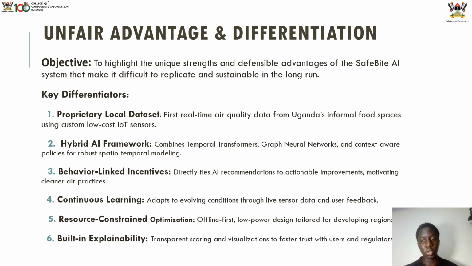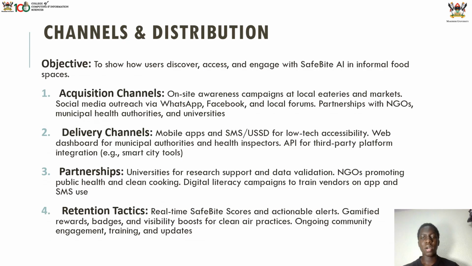And then also resource-constrained optimization, which is through offline, fast, low-power design tailored sensors, which are able to work even in offline areas. And then for the channels and distribution, the objective was to show how users discover, access, and engage with SafeBite AI in informal food spaces.